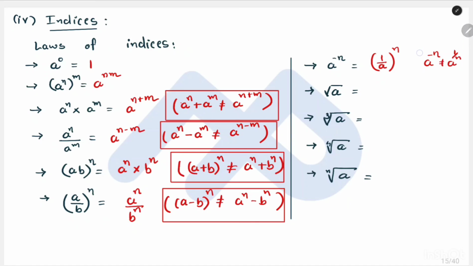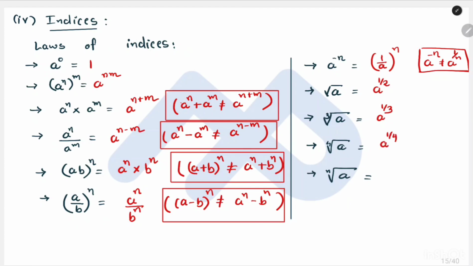Okay, you never reciprocate the power, it's always the reciprocal of the base, right? Then square root is basically power 1 by 2. It's a fractional power, 1 by 2 power. Cube root is power 1 by 3. Similarly, fourth root is power 1 by 4.